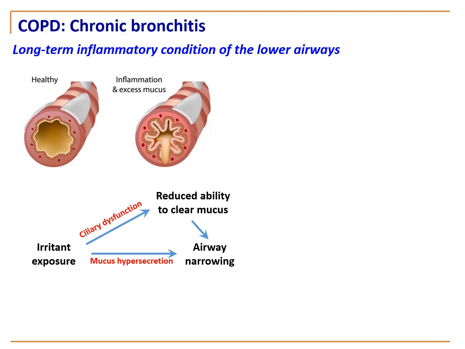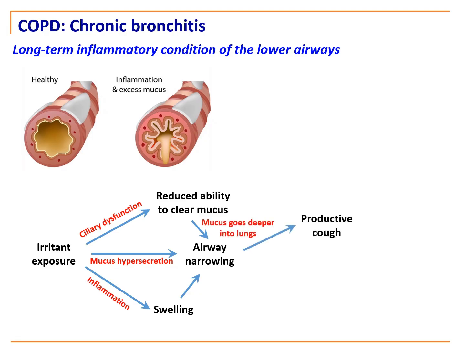And then, of course, you've got that inflammation that we've already talked about. That is also leading to that increase in swelling as well. So overall, you're getting a massive increase in the amount of mucus that you can't clear. You're getting that inflammation. You're getting the cilia that are failing. And the mucus, because it's not clearing particularly well, goes deeper into the lungs.